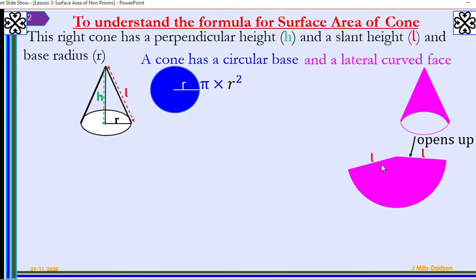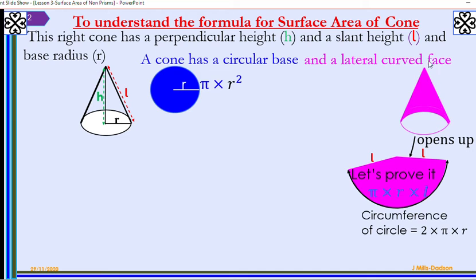So the radius of this sector is different from the radius of the base. And the formula for this sector is given as pi r L. And I'm going to go through a little bit of proof to explain to you why we have pi r L. Now, when you split it open and you form a sector, that is the circumference of the circle.